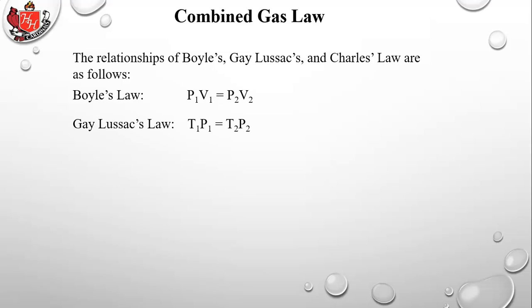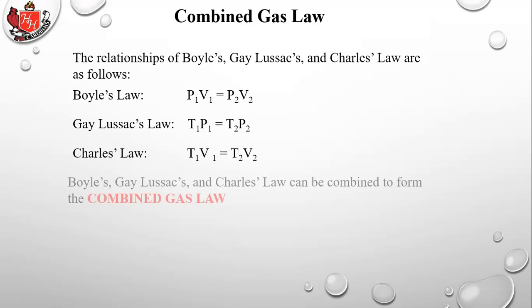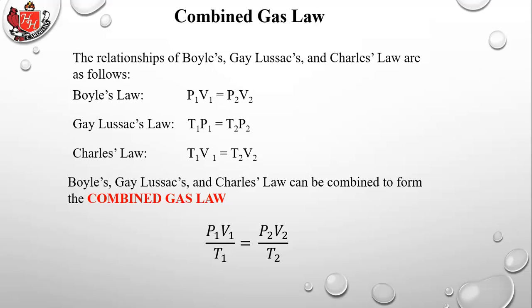Gay-Lussac's law relates temperature and pressure. T1 P1 equals T2 P2. And Charles' law is temperature and volume. It relates those two. Those can be combined into something called the combined gas law, and that basically puts them all together. So P1 times V1 divided by T1 equals P2 times V2 over T2.